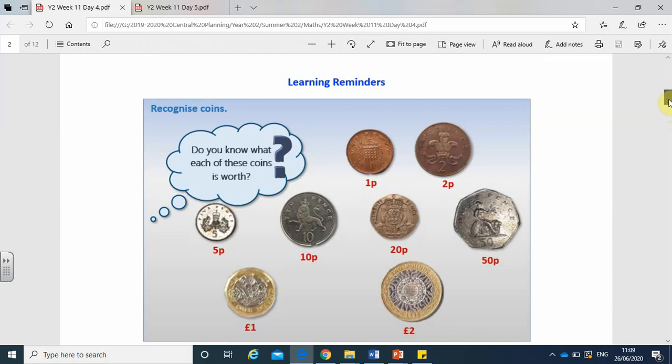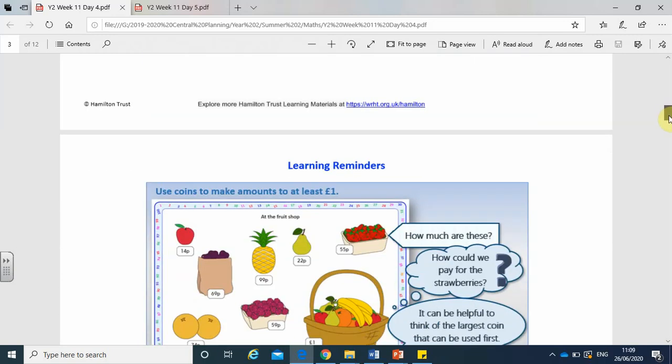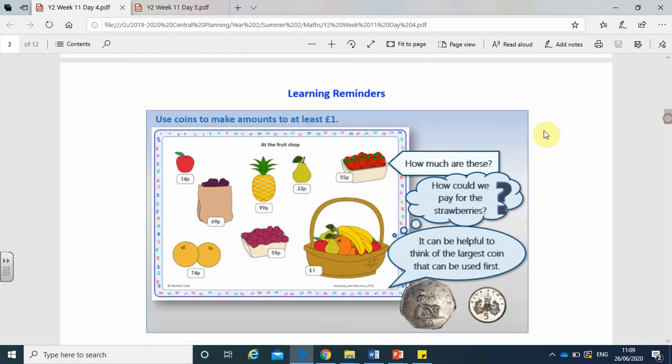We do have notes, we might touch on those later, but we're just focusing on coins for this part. So use these different coins to make at least £1. If you don't have them, it's okay. You could draw your own, or you could just write down the numbers and add them up.